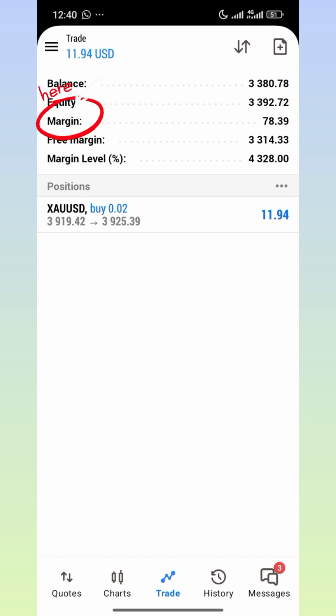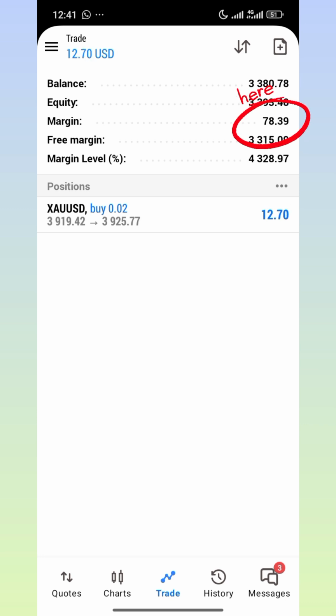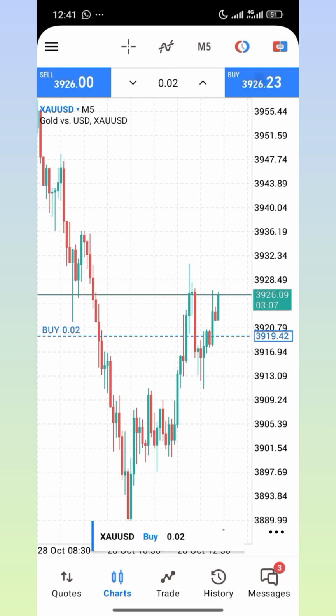Then the margin. The margin means the amount you need to open a position. So if I'm to open this instrument, gold, with a lot size of 0.02, I must have a margin of 78.39. So the more I open positions, let me open a new position and let's see what the margin is going to be. I open a new position. Let's go back.